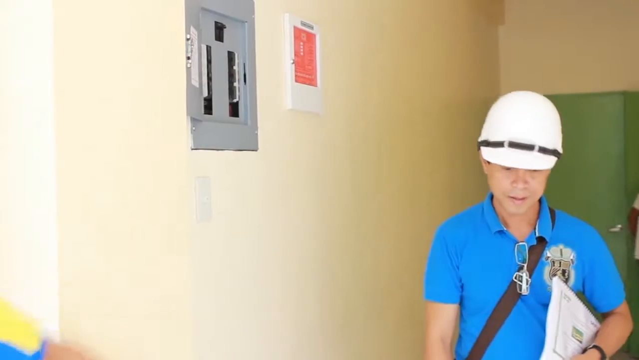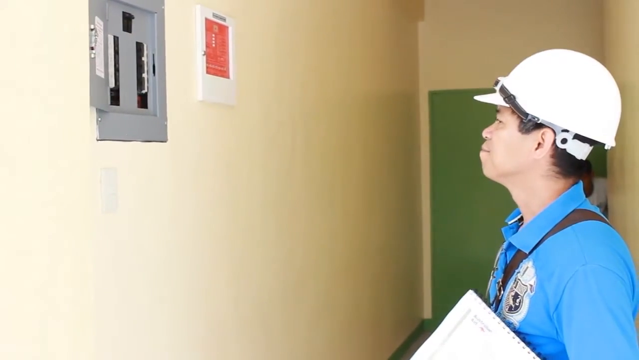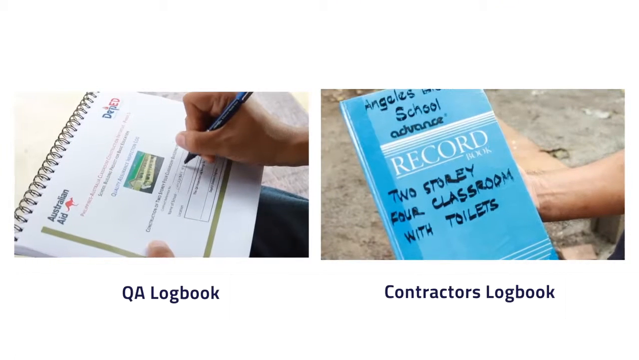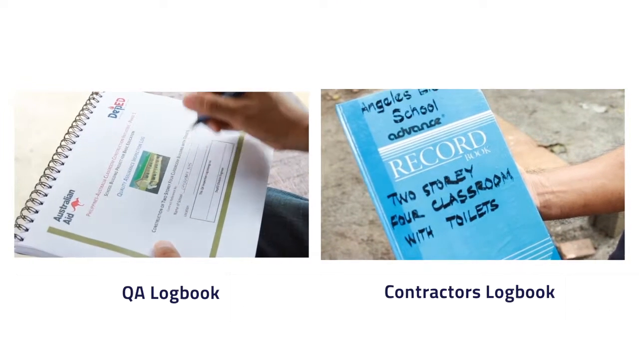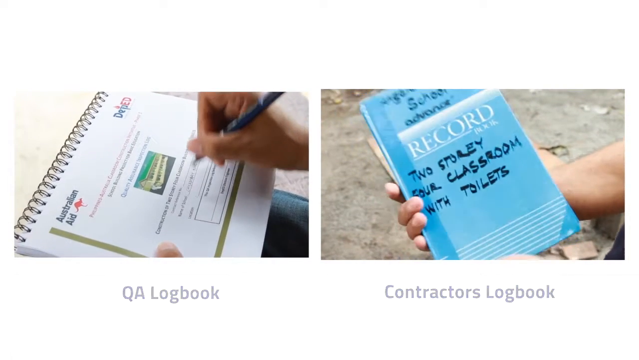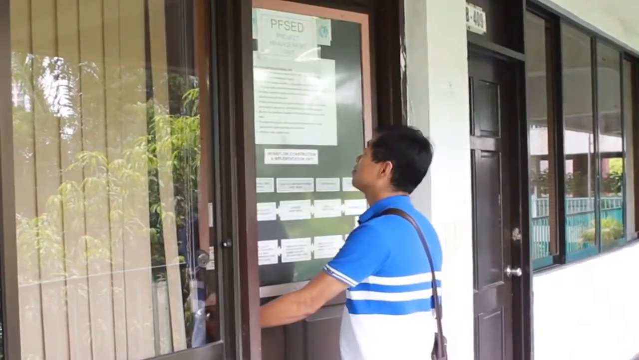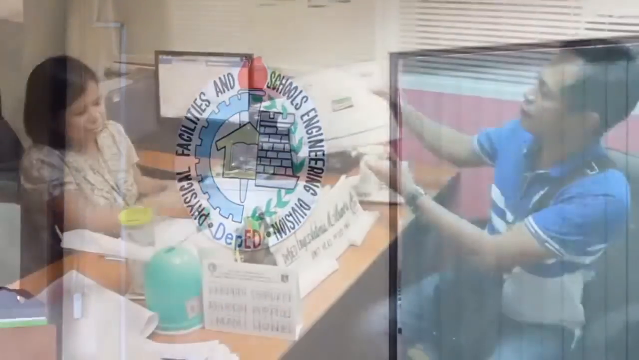The engineer's QA log is a diary of the inspections made by the engineer during the construction process. Its purpose is to maintain a factual record of observations made at each inspection. The engineer's QA logbook should not be confused with the contractor's construction logbook, which is the diary which the contractor completes each day and keeps on site. Before the start of the construction, the engineer should obtain the logbook from PFSED.